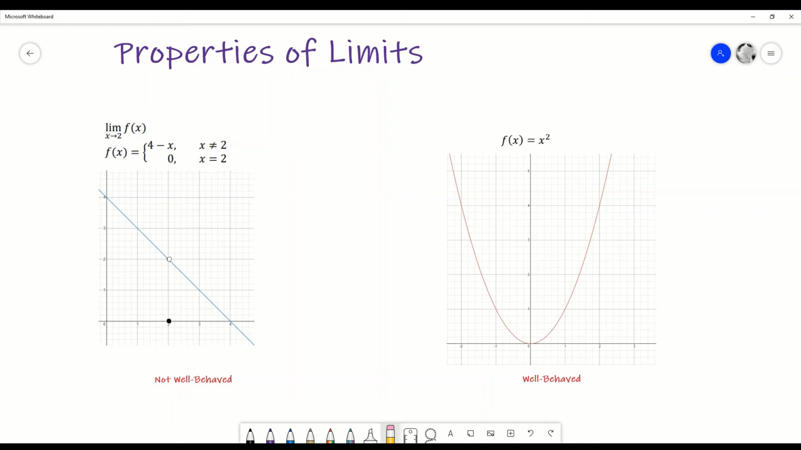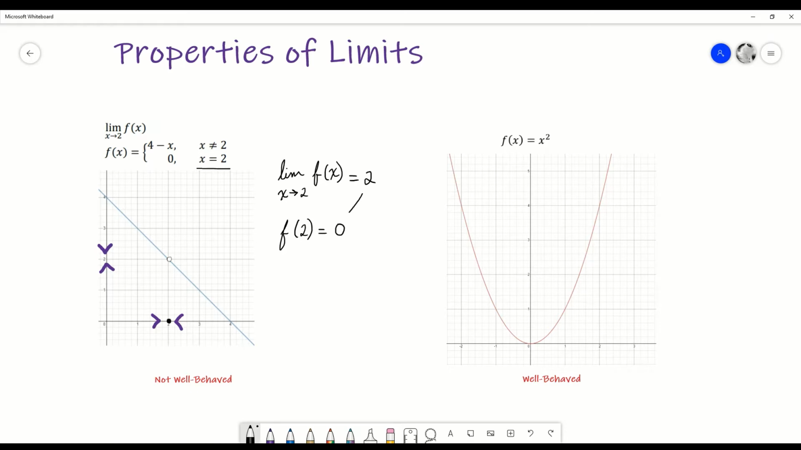In the previous section, you learned that the limit of f of x as x approaches c does not depend on the actual value of f at x equals c. Taking a look at the left graph, if I want to find the limit as x approaches 2 of f of x, notice that as we get closer and closer to 2 from either direction, in the y-axis, we're going to get closer and closer to 2 from both directions as well. So the limit as x approaches 2 of f of x equals 2. However, if I try to evaluate the function at 2, I'm going to get 0.